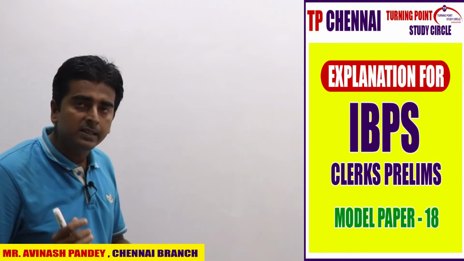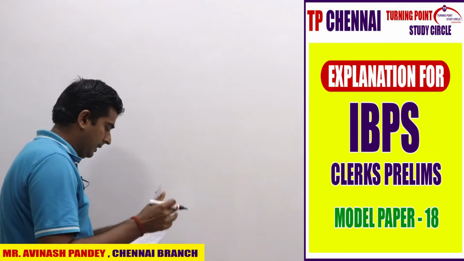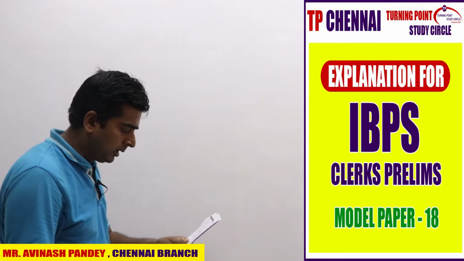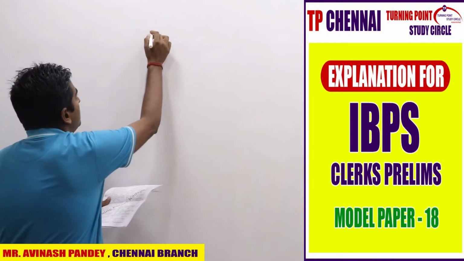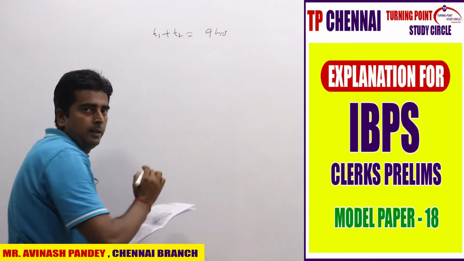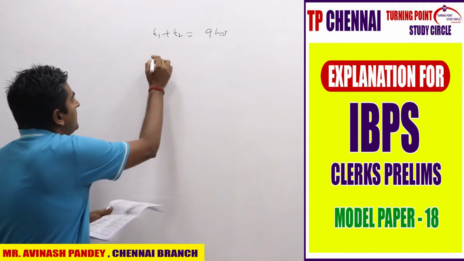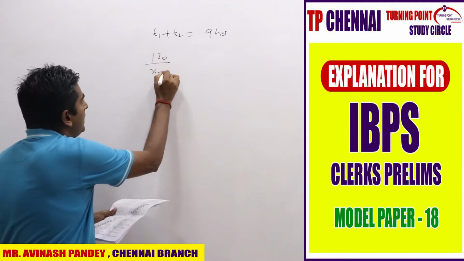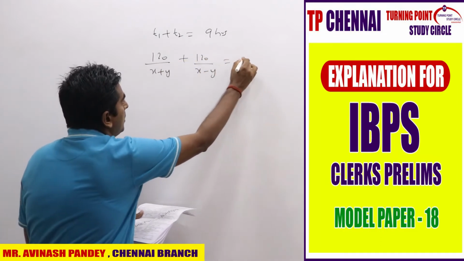And again, against the stream is nothing but upstream speed, which is x minus y. So what they have given here: a man can row 120 km along the stream and against the stream in 9 hours. So total time T1 plus T2 is 9 hours. Distance is common, and time is equal to distance by speed. So 120 downstream and 120 upstream is equal to how much?